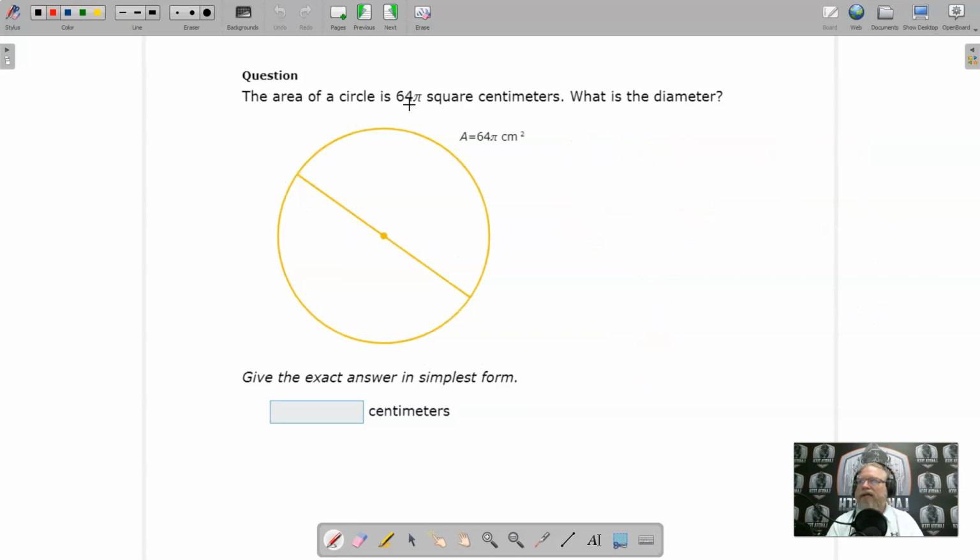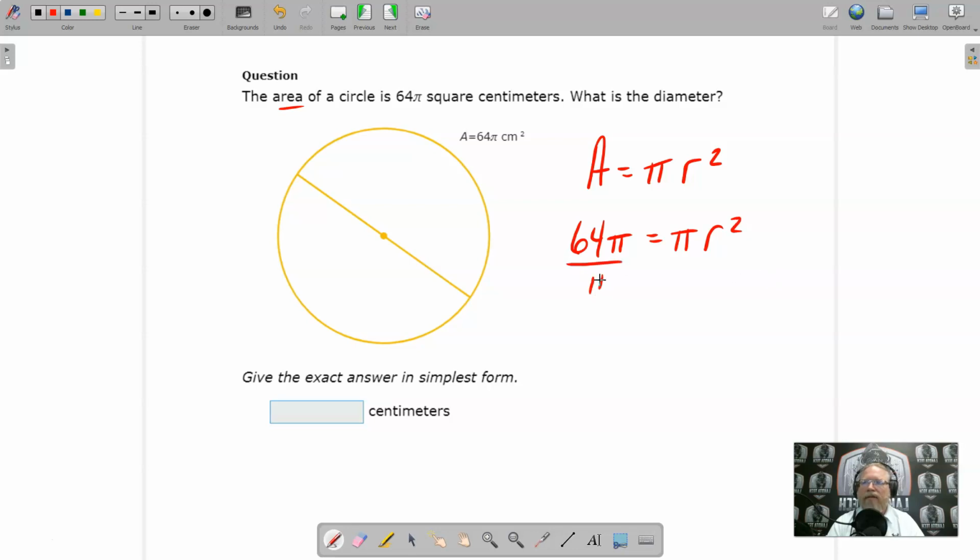The area of a circle is 64 pi square centimeters. What is the diameter? So they're talking about area. So what's that formula for area? Area equals pi r squared. So let's plug in what we know. We know that the area is 64 pi. 64 pi equals pi r squared.